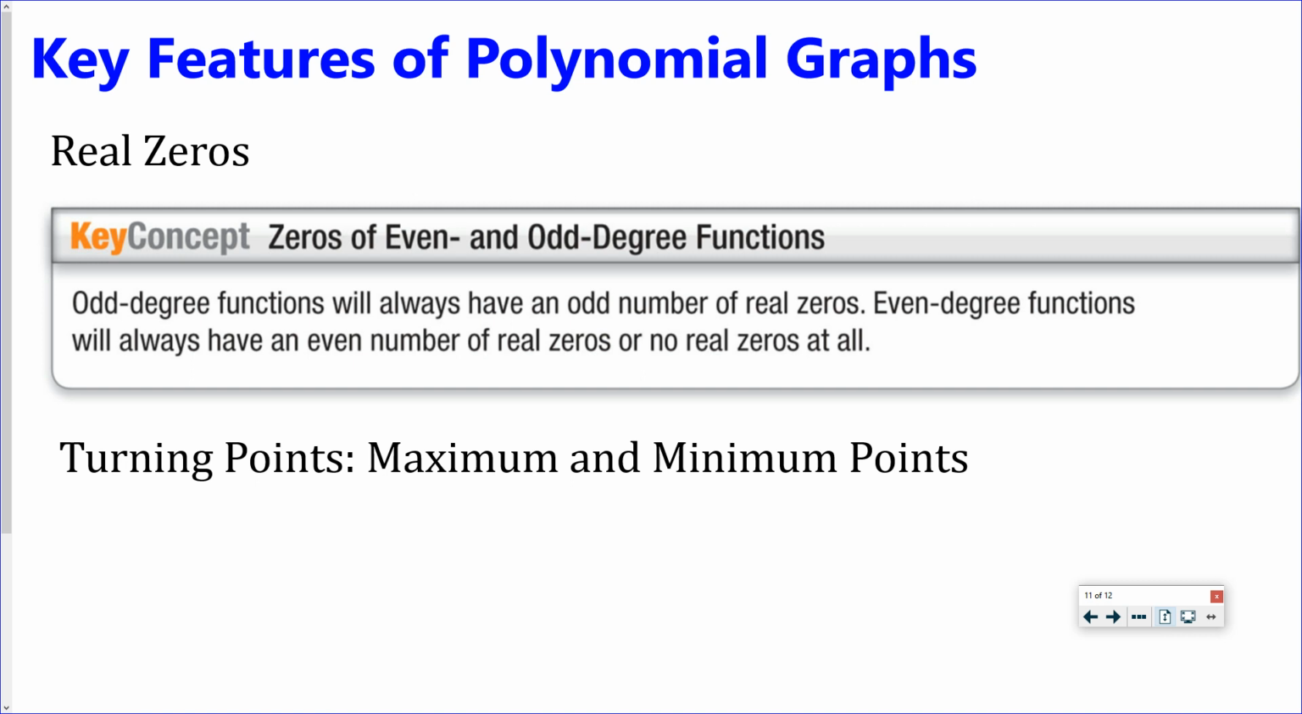Other key features of polynomial graphs. When you see the vocab real zeros, do you guys remember what a real zero is on a graph? When I say a zero on a graph, what point am I talking about? On a line? What line? X, not y-intercept. X-intercepts. Yep, these are your x-intercepts. Remember when we did those parabolas and you solved them by graphing, you're looking for x-intercepts?